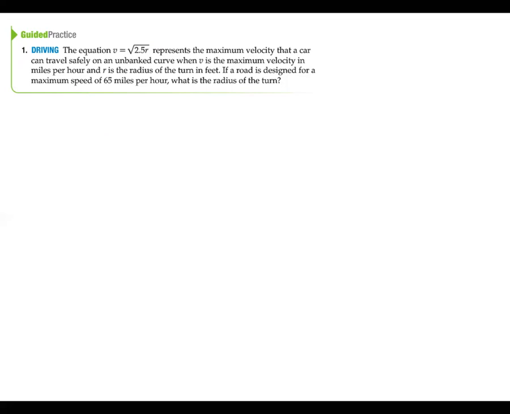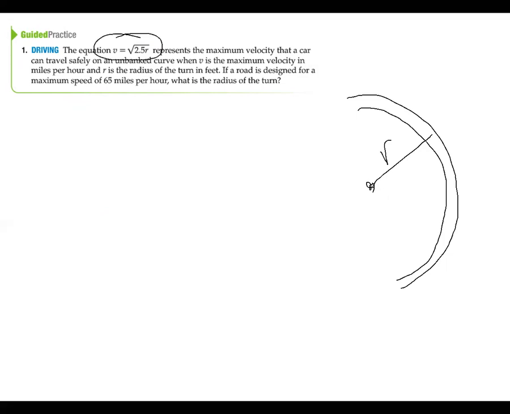When you have a turn like this on your road, your radius is right here. That's like the curve on your road. What is the maximum speed you can go for a given radius? That's what this equation tells us. Now they're asking what the radius should be if the maximum speed is 65. So you have v equals the square root of 2.5 r, and 65 equals the square root of 2.5 r.